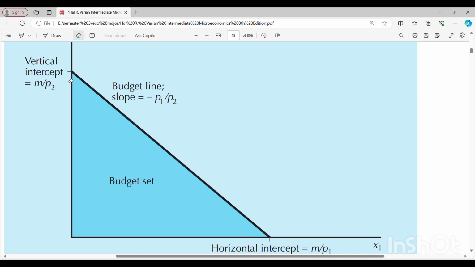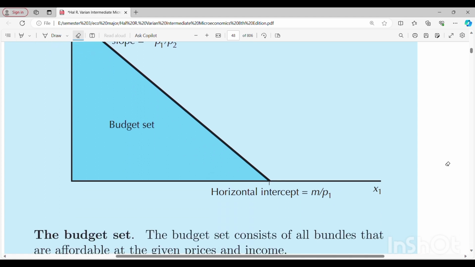So this is the X2 axis, and the price of X2 is P2. If the bundle is here, it means 0 amount of X1. That is, the consumer is not spending a penny on X1. He is not ready to consume X1, he just wants X2. So all his income will be spent on X2, that is M by P2. The same thing applies here also. So this is what M by P2 and M by P1 are.